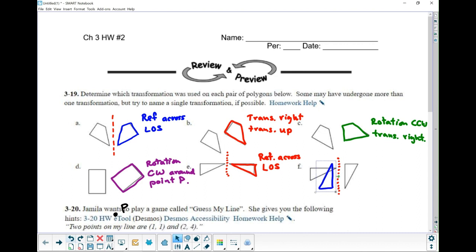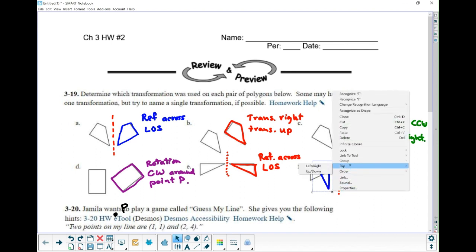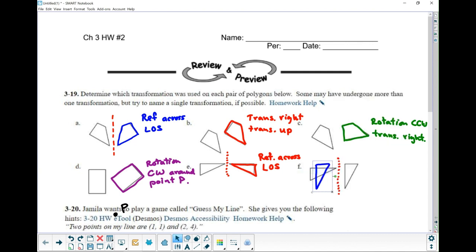Oh, hello, what happened? Oh, sorry about that. Flip it like that. I'll go over there. Okay. Pressed the wrong reflection.